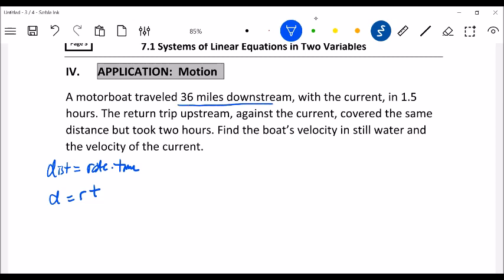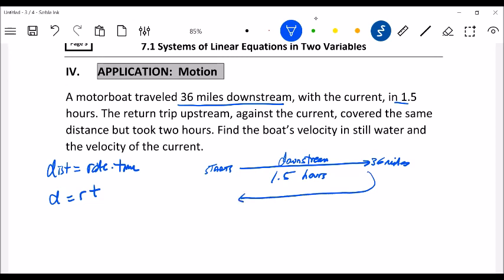A motorboat's traveling 36 miles downstream. Now I like to show what's happening here. So it starts at a certain place and it goes 36 miles, and it's going downstream right now. And it takes 1.5 hours. Then it comes back, and it's also 36 miles that way. So the distance is the same. And this is now upstream.